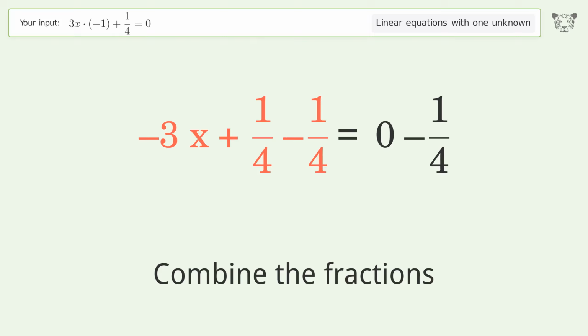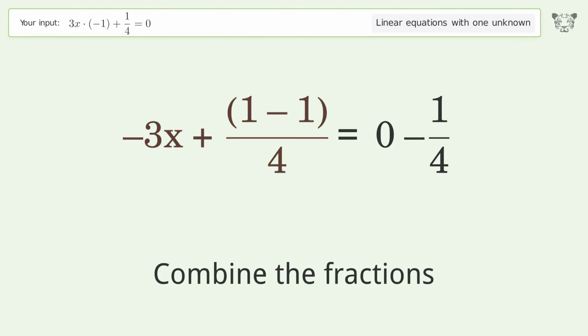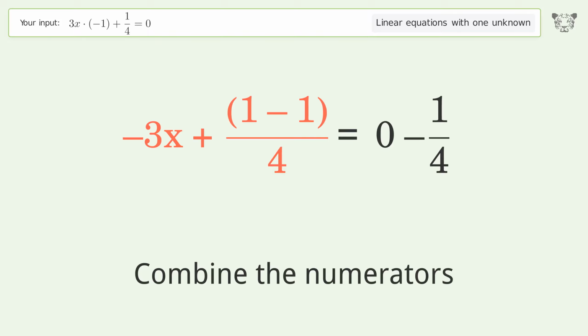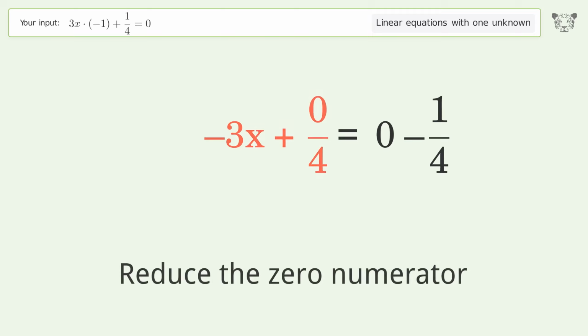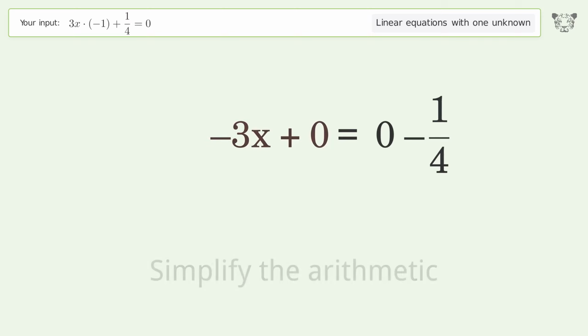Combine the fractions. Combine the numerators. Reduce the 0 numerator. Simplify the arithmetic.